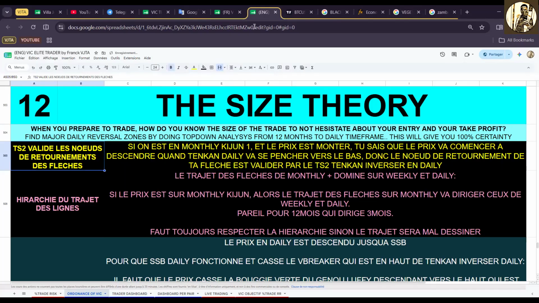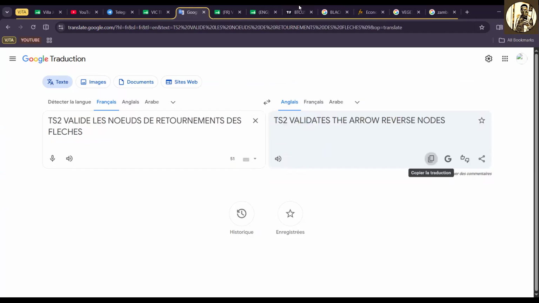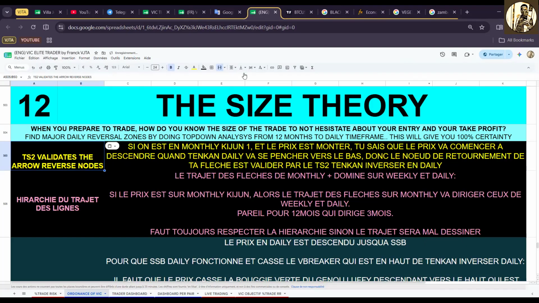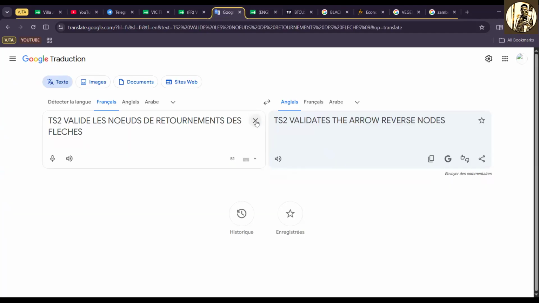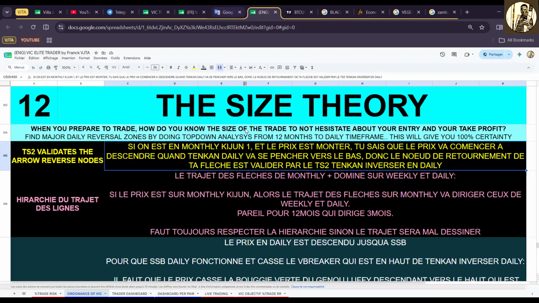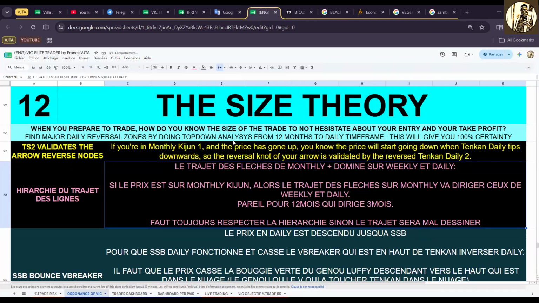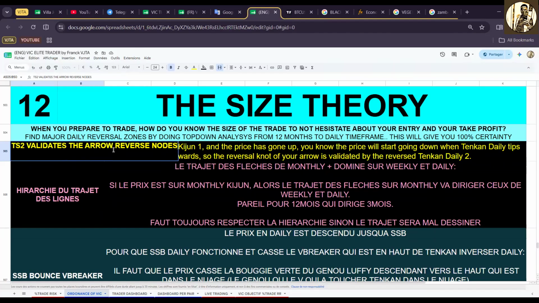So the first thing that you need to use will be the fact that, the first principle that I want to explain to you is that the TS2 validates the arrow of the reverse nodes.